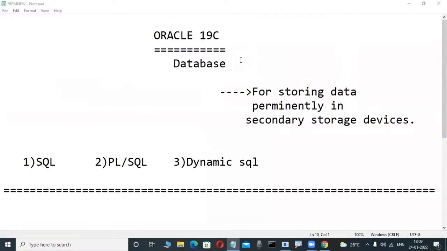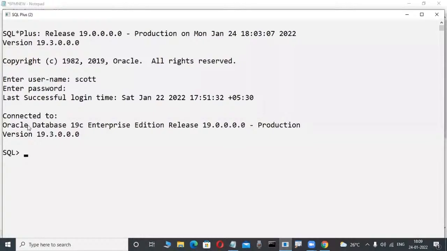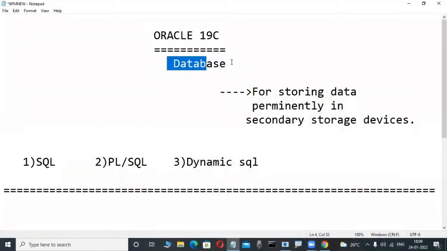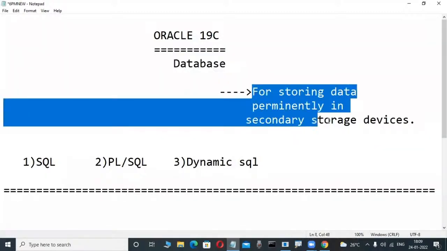Concentrate here. What I am telling: anybody who did not attend the previous classes, don't worry. Simple. Oracle is a product from Oracle Corporation. 19c is a version. Don't worry. This Oracle is a database product. This is from the previous class notes, just for the idea. For newcomers: what is the purpose of this database product? For storing data permanently in a hard disk.